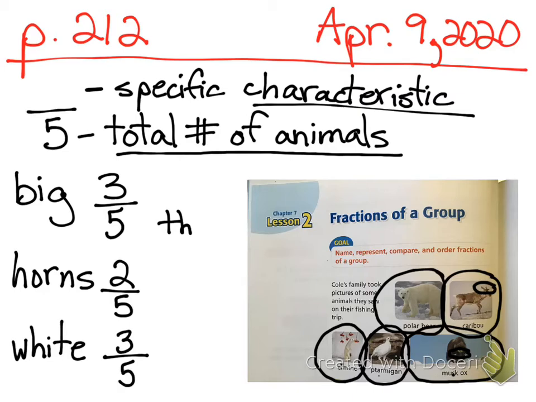So when we're doing a group as a fraction, we count how many items are in the group. That number goes at the bottom. And then we have to pick something that we're going to comment about. Size, what color, all kinds of different things we can comment about.